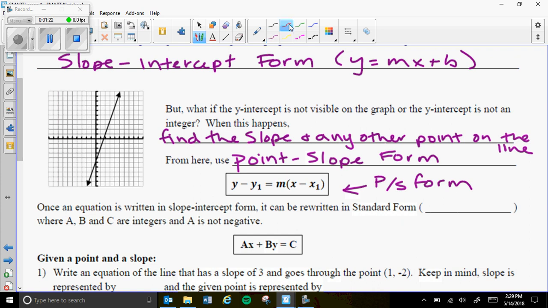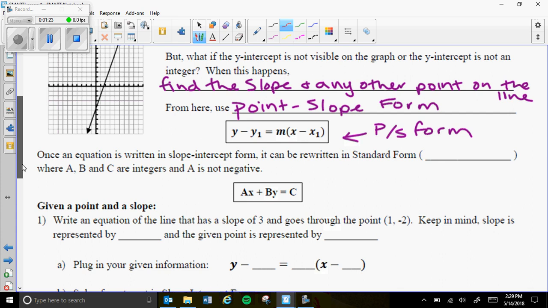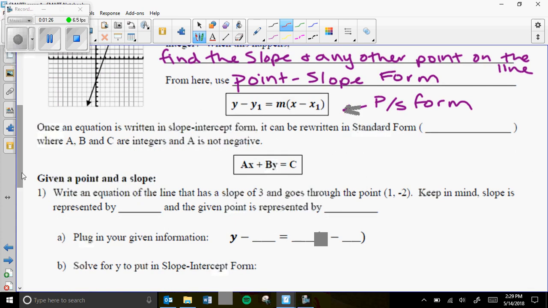Once an equation is written in slope-intercept form, it can be rewritten in standard form, which is ax plus by equals c, where a, b, and c are integers, so they're not fractions or decimals, and a is not negative. So the first number, a, cannot be negative. Alright, so let's look at some examples here.